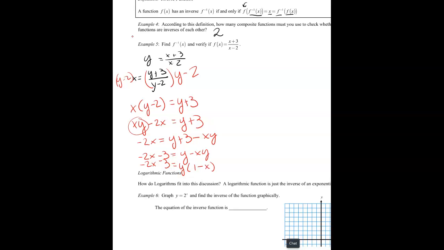Alright, still trying to get y by itself, so I need to divide off that 1 minus x over to the other side. So all in all, let me switch pens, we should get negative 2x minus 3 all over 1 minus x is equal to y.